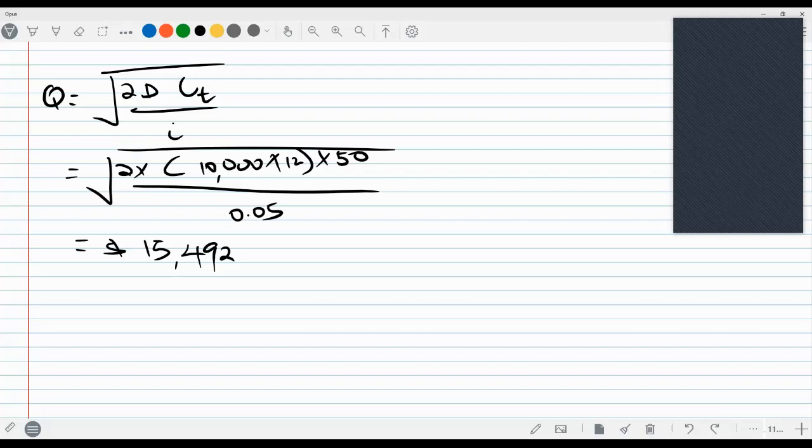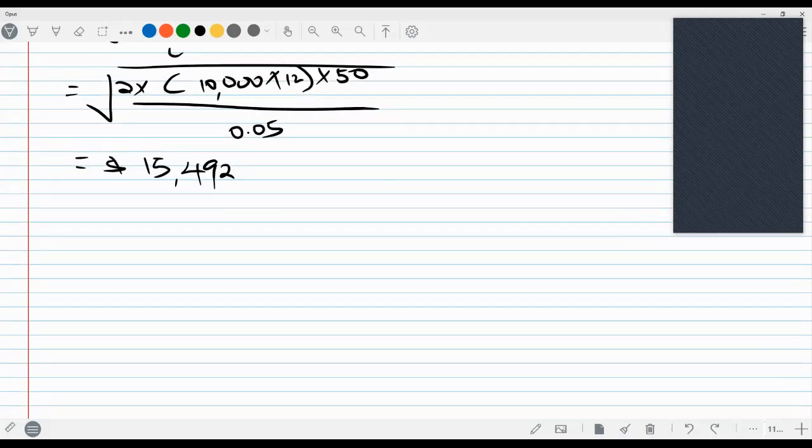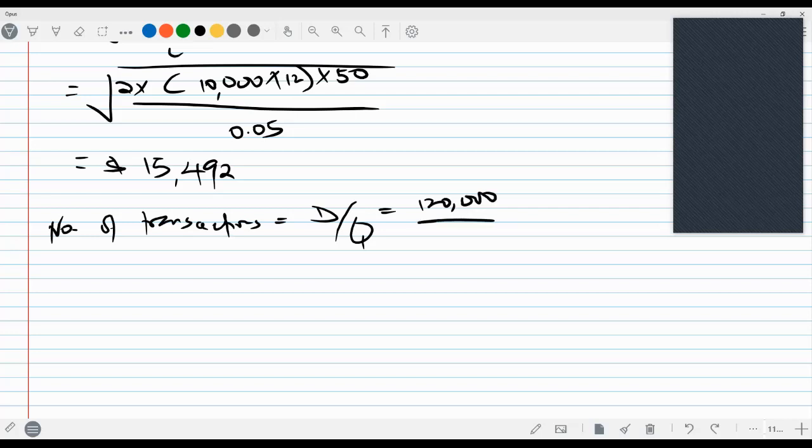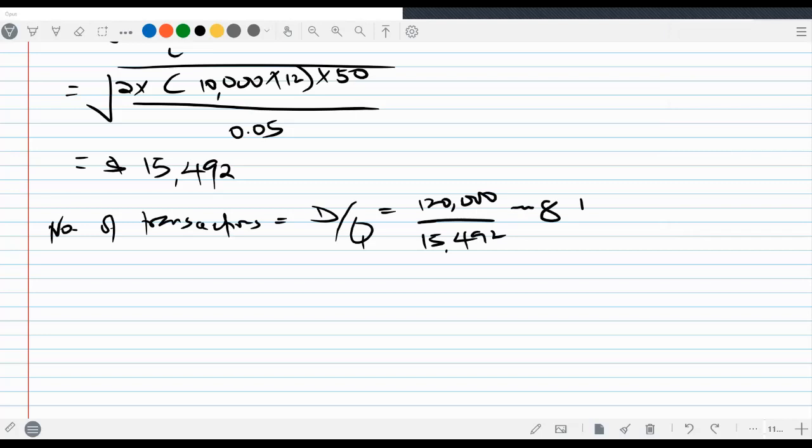Next is how many transactions, or how many investments, do you make? The number of transactions is equal to D divided by Q, which is 120,000, the annual cash you have, divided by the amount you're investing in each transaction. To the nearest whole number, that gives 8. Therefore you make 8 transactions per year.